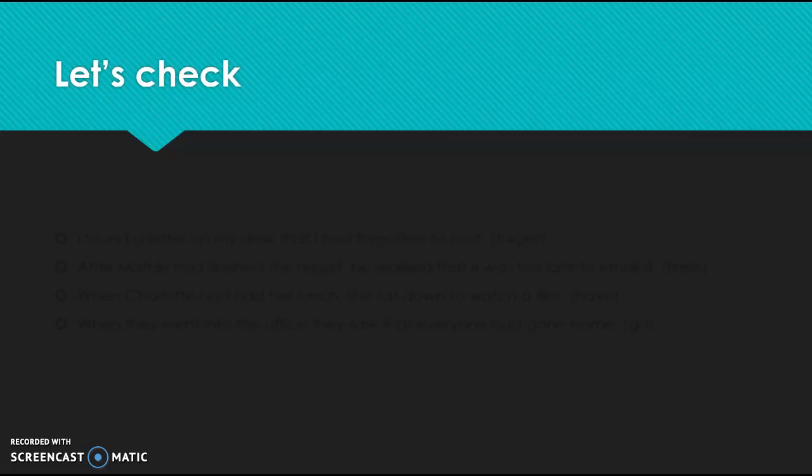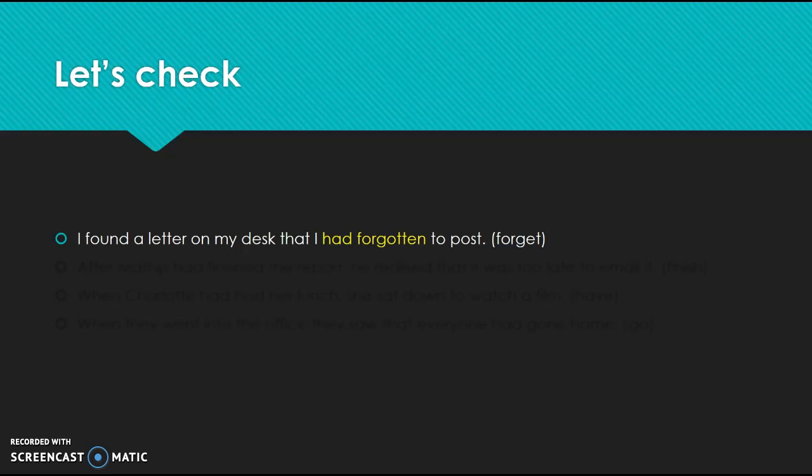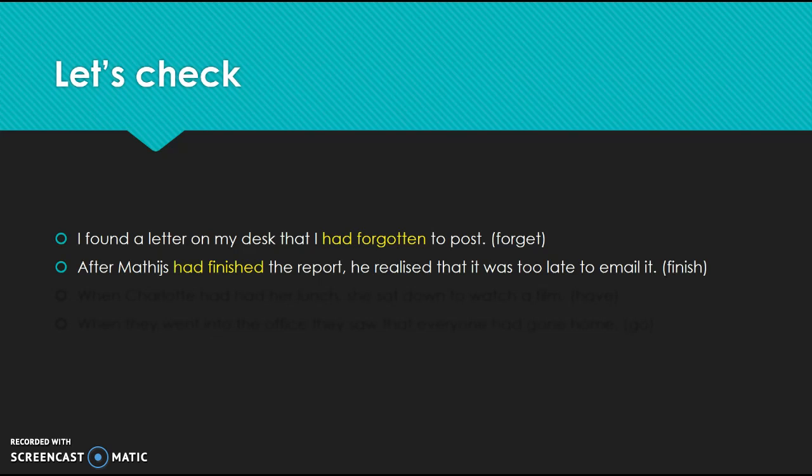Let's check. First sentence. I found a letter on my desk that I had forgotten to post. As you can see, we have used the past perfect simple, had and forgotten. Because we already had a past simple which was found, forget needs to be past perfect simple, forming it with had and the past participle, which in this case is forgotten. Second example. After Matthijs had finished the report, he realized that it was too late to email it. We already had a past simple which was realized, so finish needed to be past perfect simple, forming it with had and the past participle, which is finished.